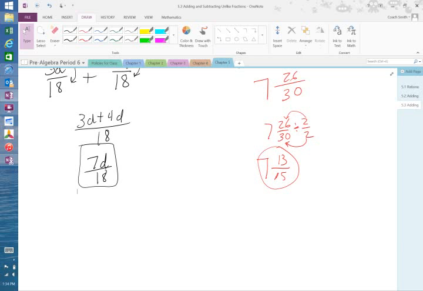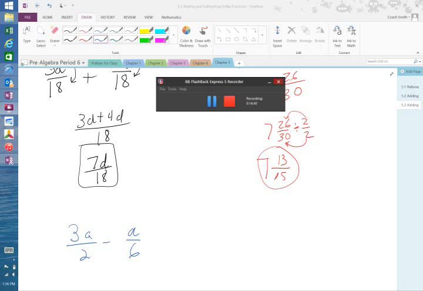So try this one on your own. 3A over 2 minus A over 6. I'll give you a minute to do that one. Okay, who has an answer? Joshua.